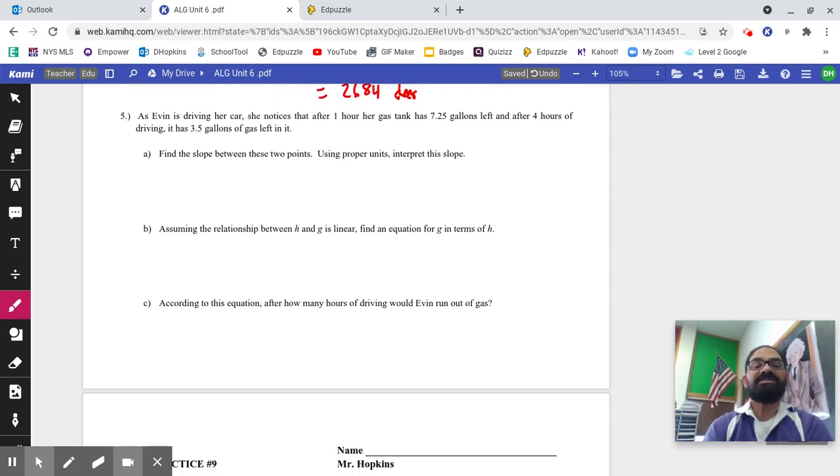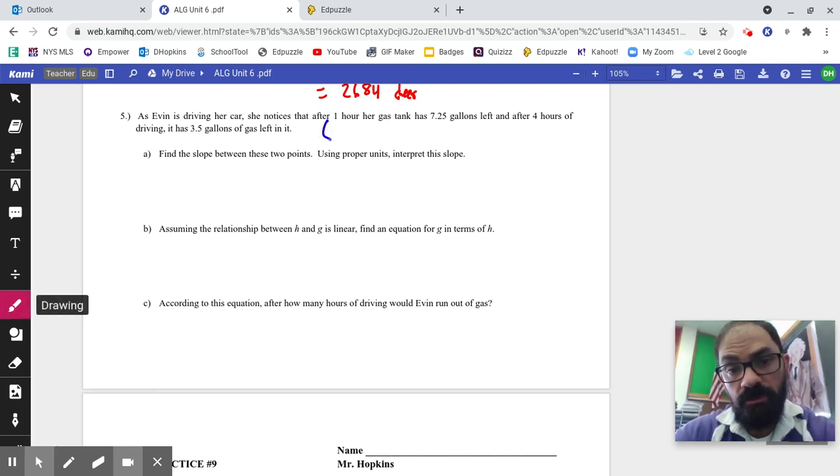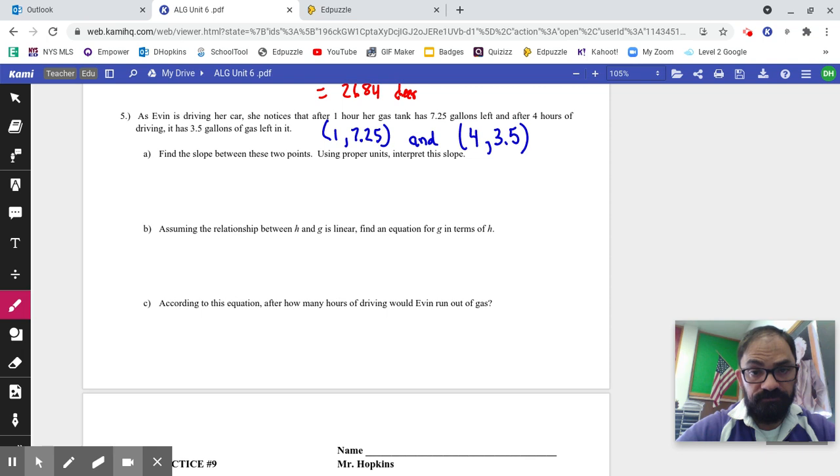Okay, number 5 is going to be set up the same way, where I can take ordered pairs right out of the context of the question. So as Evan is driving her car, she notices that after 1 hour, her tank is 7.25 gallons full or left. And after 4 hours of driving, it has 3.5 gallons left in it. So find the slope of these 2 points. So again, I would have 1, 7.25 and 4, 3.5 as my 2 ordered pairs.